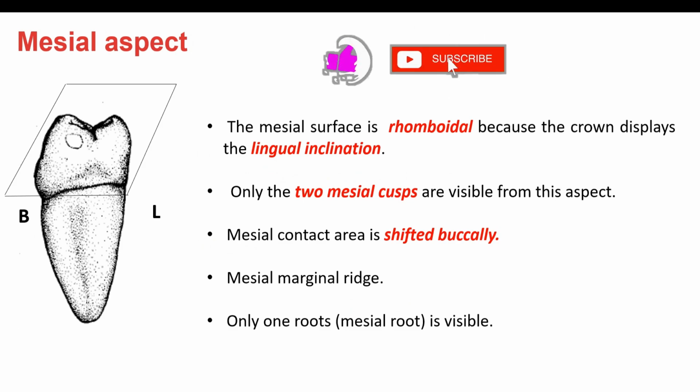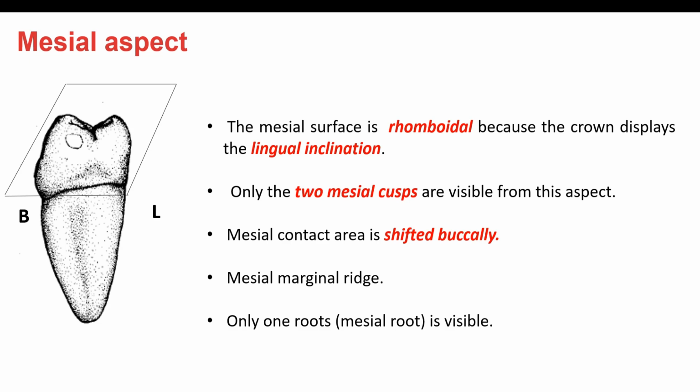From the mesial aspect, the outline is kind of rhomboidal because the crown exhibits a slight lingual inclination. Okay, the whole crown is kind of tilted lingually when it is compared to the axis of the root. Only two mesial cusps are visible, that is the mesiobuccal and mesiolingual. The distal cusps are not visible.